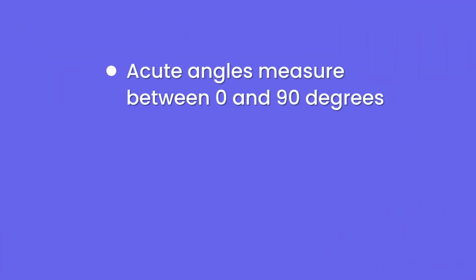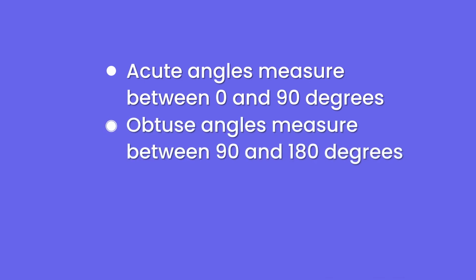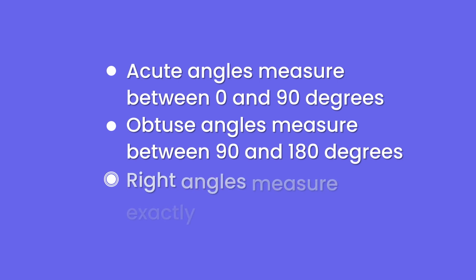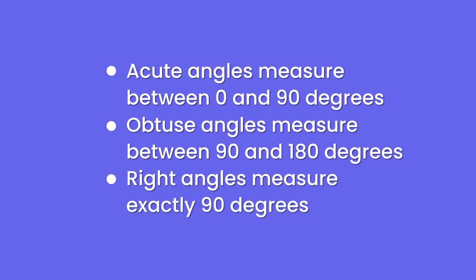Acute angles measure between 0 and 90 degrees, and obtuse angles measure between 90 and 180 degrees, whereas right angles measure exactly 90 degrees.